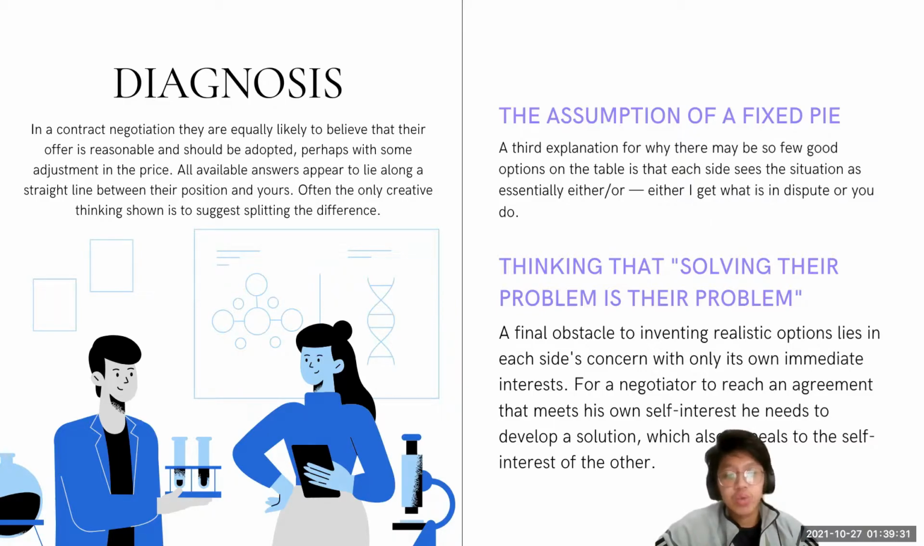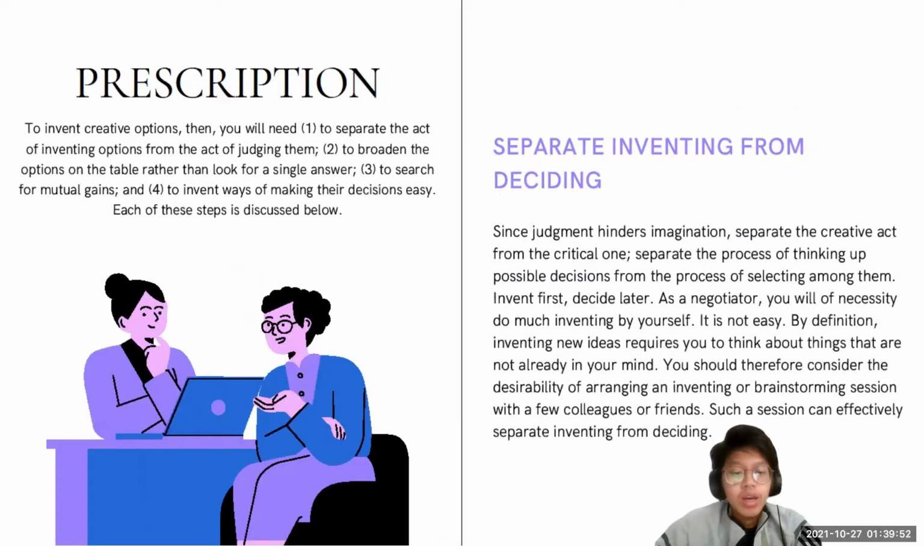For a negotiator to reach an agreement that meets his own self-interest, he needs to develop a solution which also appeals to the self-interest of the other. Short-sighted self-concerns thus lead a negotiator to develop only partisan positions, partisan arguments, and one-sided solutions, which are very bad. After the diagnosis process, the next step we should do is the prescription process.